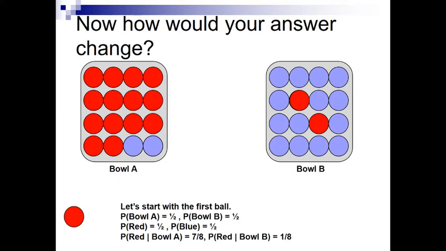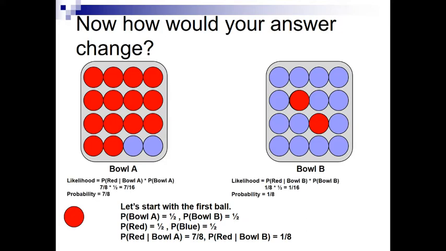Half of the balls in the world are in bowl A, and half of them are in bowl B. We also want to know the probability of the feature that we're talking about, which is color. The probability of red in this case is 1/2 also, because half of the balls in the world are red. And the probability that it's blue is a half. Now, because we can see these bowls, we can compute the probability of a color given a bowl. So we know that the probability of red given bowl A is 7/8 and the probability of red given bowl B is 1/8.